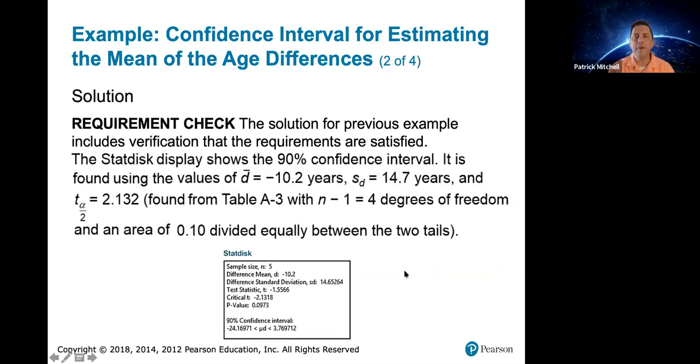The solution for the previous example includes verification that the requirements are satisfied, so we don't have to do that again. Here they're showing me a StatDisk display that just generates the 90% confidence interval. We're going to do it with the formula on the next slide. Okay. So notice that the 90% confidence interval puts the population mean difference between negative 24.2 years and positive 3.8 years.